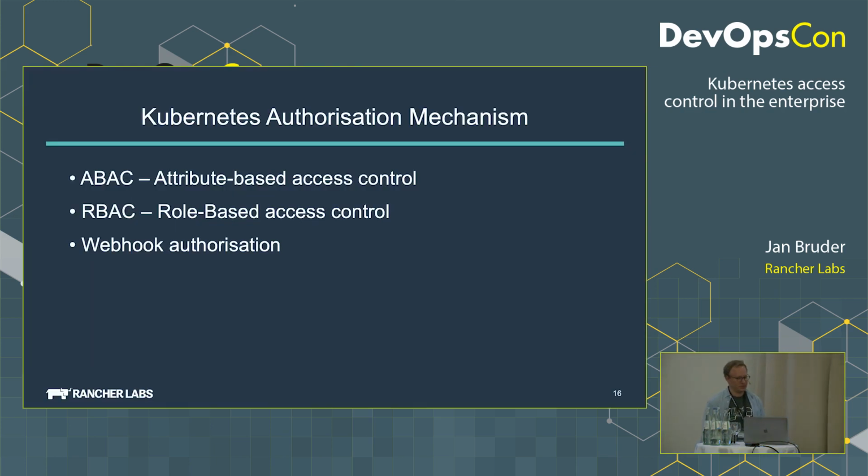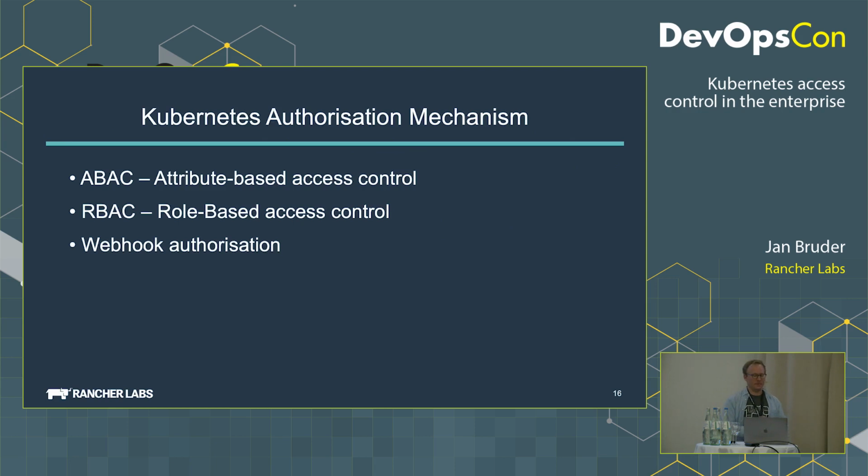And traditionally, so historically, ABAC was the authorization mechanism in Kubernetes. It was basically a file-based, attributes-based control using a static file. So every time you needed to do changes, you needed to restart the Kubernetes API server. Since I think Kubernetes 1.9, RBAC is the default, so role-based access control mechanism.